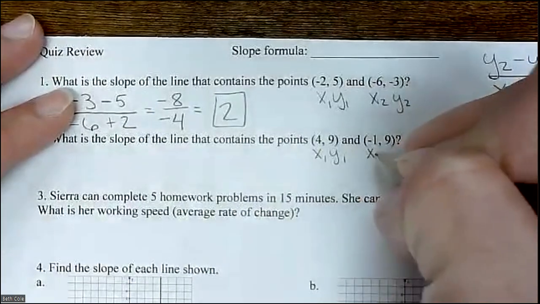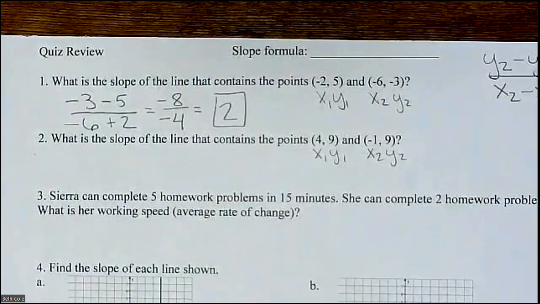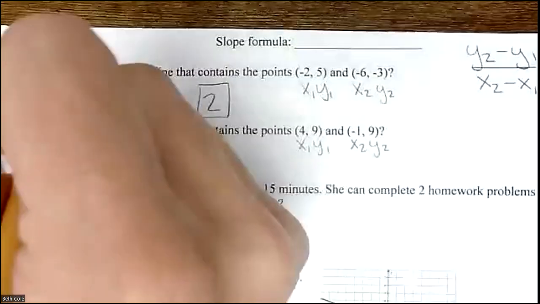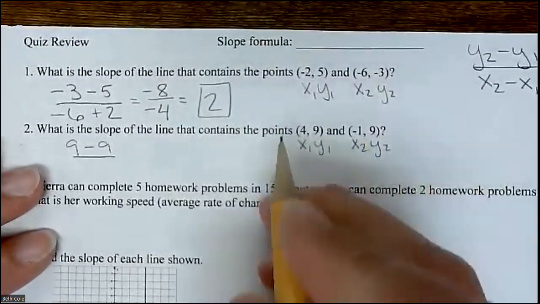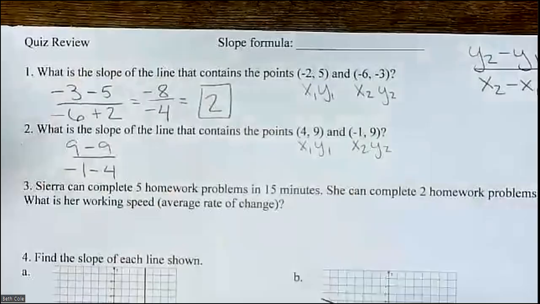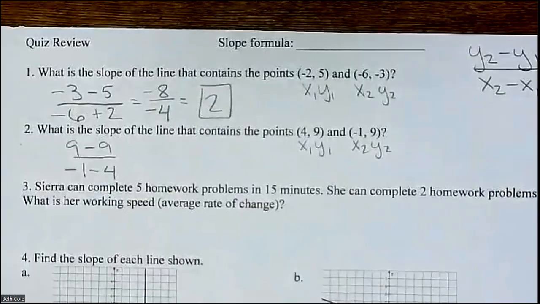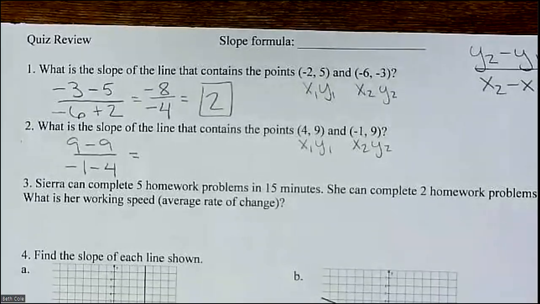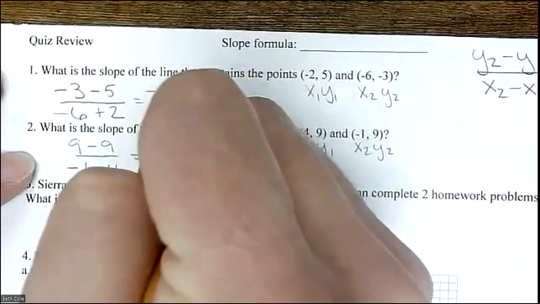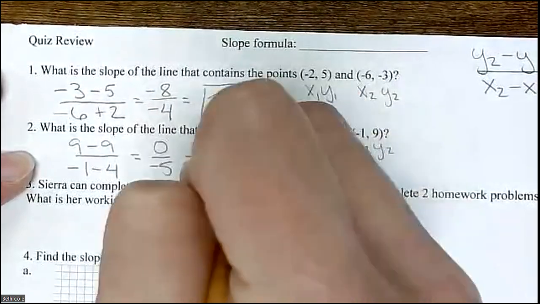x1, y1, x2, y2. So using your formula, which numbers are going to go in the numerator? Yeah. So it'll be 9 minus 9 over -1 minus 4. And again, if you type that in the calculator exactly like that, it will tell you the answer. But what is 9 minus 9? Yeah, 0. This would be -5. 0 divided by anything is 0.